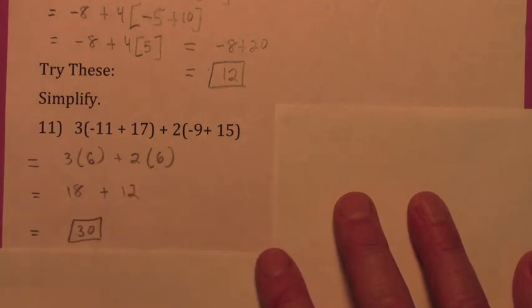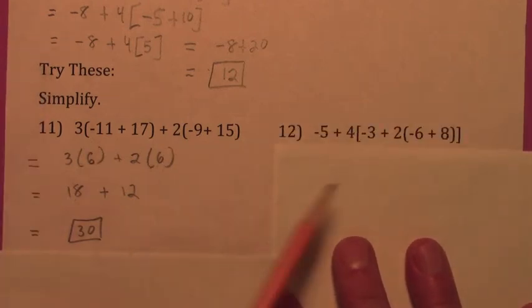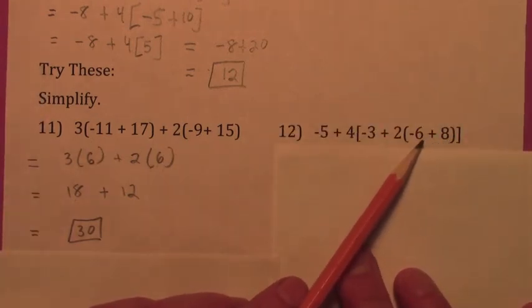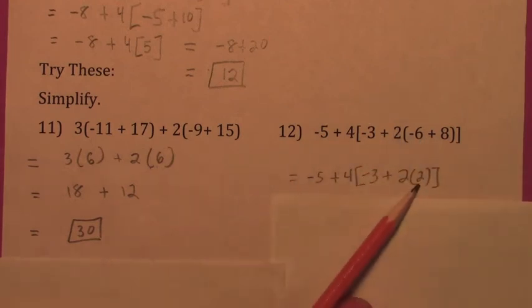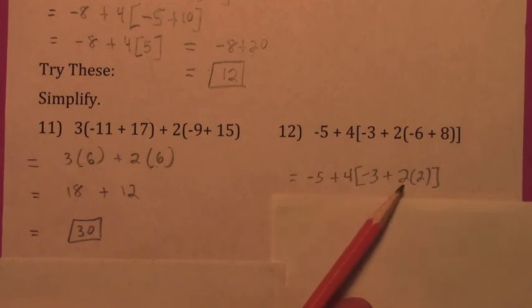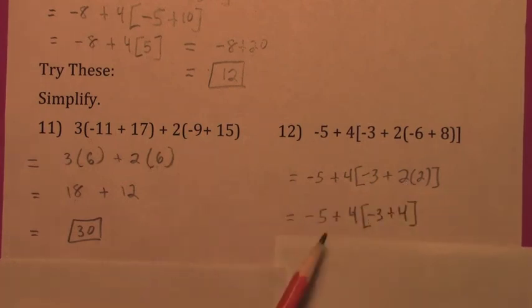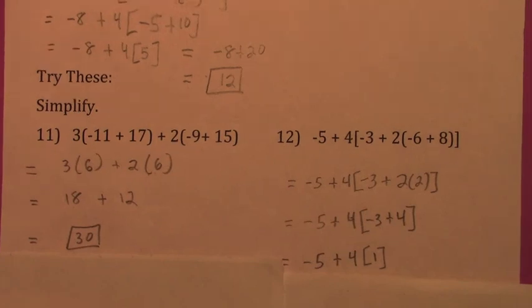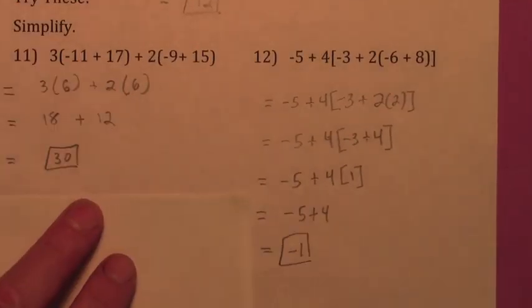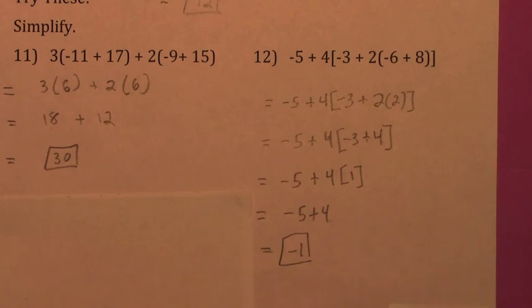How am I doing? On this last one, we work inside the innermost parentheses, right? And so you're going to get negative 6 plus 8, that becomes a 2. Write the whole problem down. So inside of these square brackets, you see negative 3 plus 2 times 2. Now 2 times 2 is 4. See how it becomes easier as you go? Read it back if you get confused. Negative 5 plus 4 times negative 3 plus 4. So inside the square brackets, you just get a 1. So negative 5 plus 4 times 1, you do the multiplication next, and you get negative 5 plus 4. The answer is negative 1.